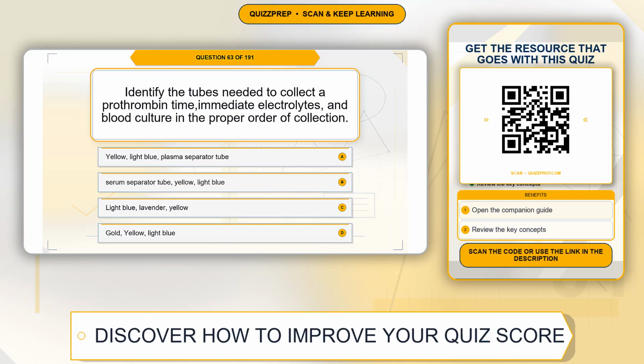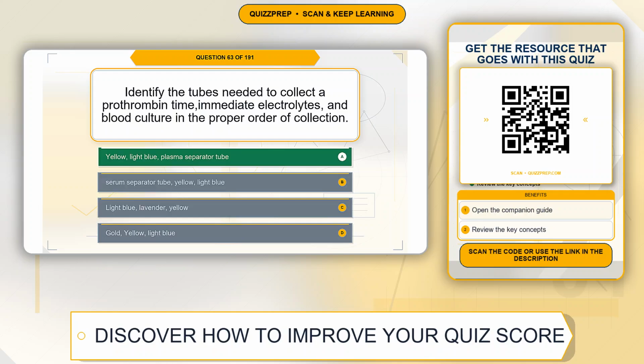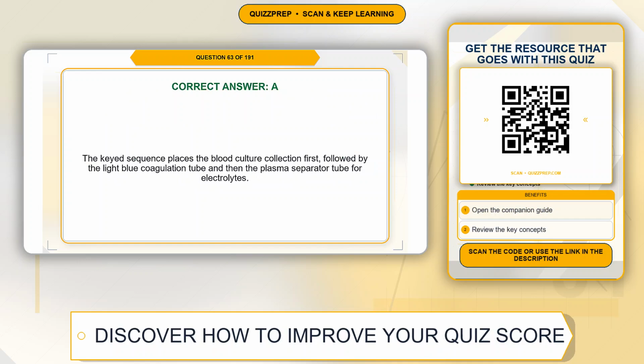Option A, yellow, light blue, plasma separator tube. Option B, serum separator tube, yellow, light blue. Option C, light blue, lavender, yellow. Option D, gold, yellow, light blue. The correct answer is option A, yellow, light blue, plasma separator tube. Explanation. The keyed sequence places the blood culture collection first, followed by the light blue coagulation tube and then the plasma separator tube for electrolytes.